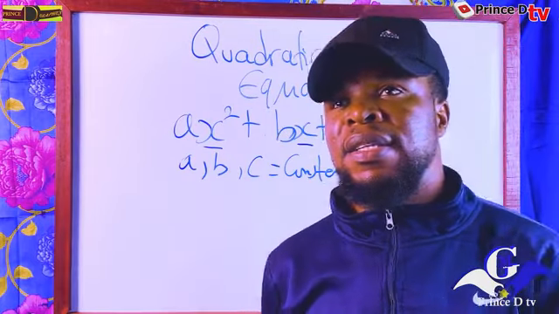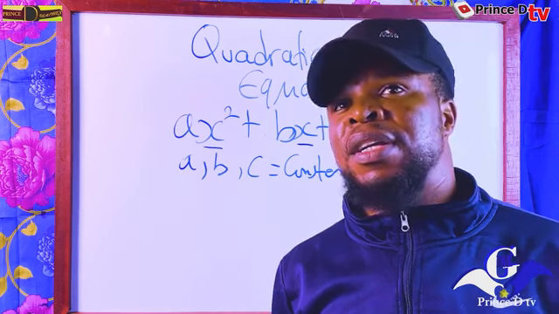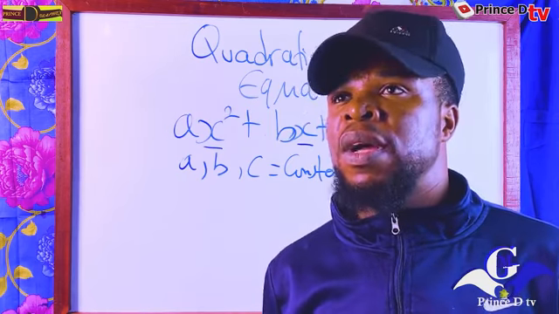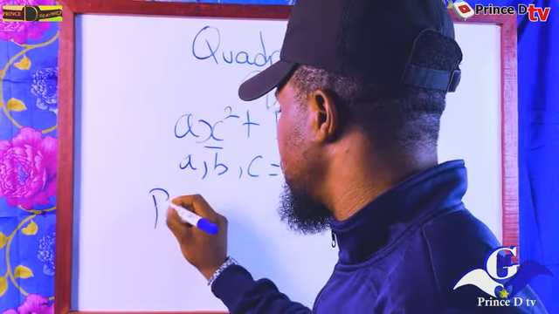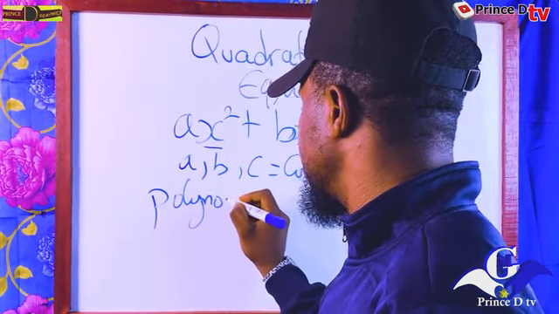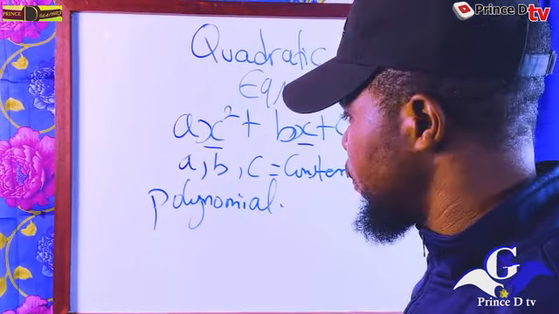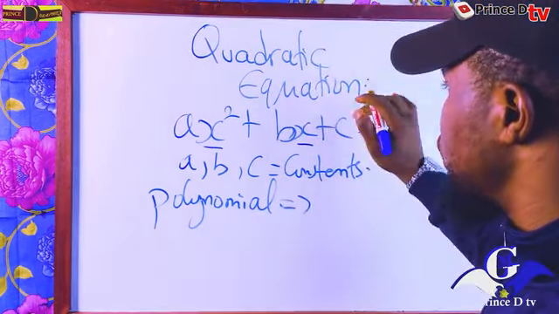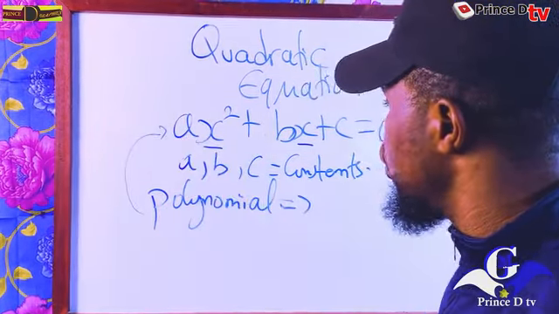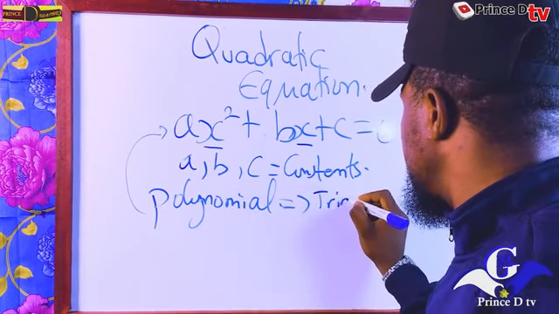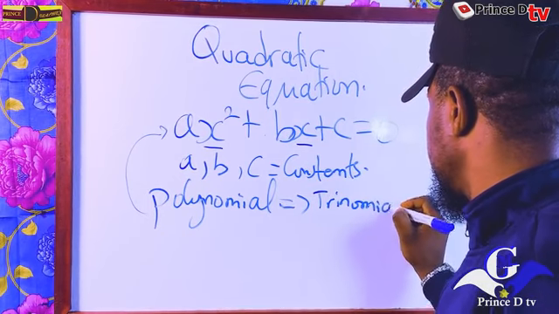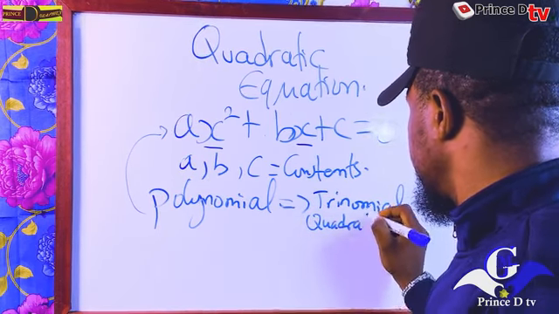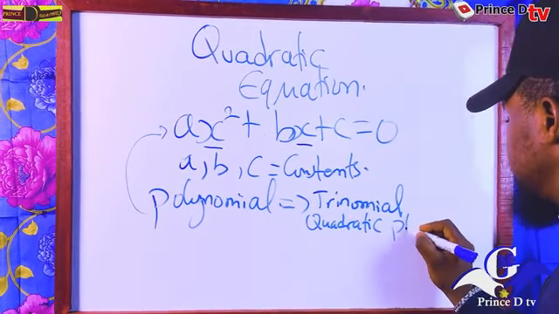So we mentioned that a quadratic equation is a trinomial or a kind of polynomial. So we'll look at what a polynomial means, so we'll be able to get the understanding completely. A polynomial. So we are saying this quadratic equation is a particular kind of polynomial. We call it a trinomial or a quadratic polynomial.